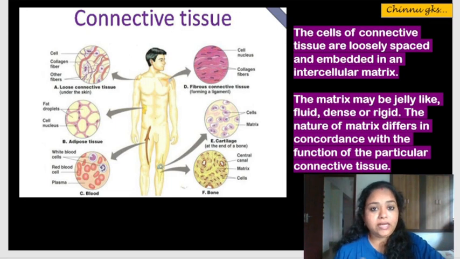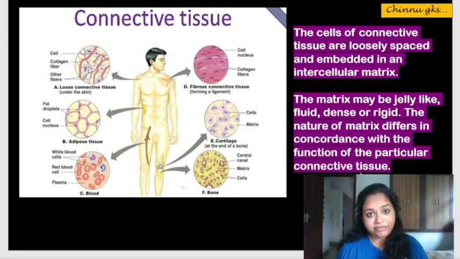So that's how the connective tissues are located inside our body. Having a look at the connective tissue, as stated earlier, the matrix may be jelly-like, fluid, dense or rigid, in which the cells are present. The nature of the matrix differs in accordance with the function of the particular connective tissue.